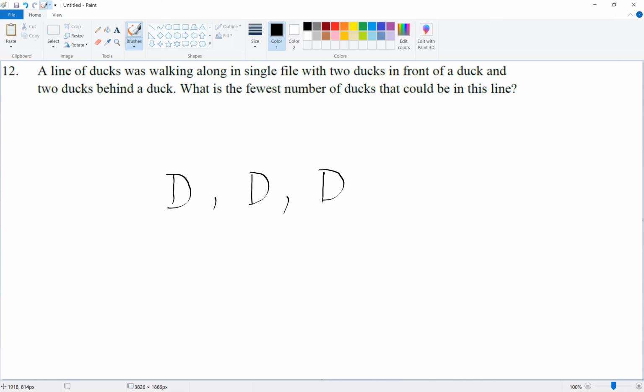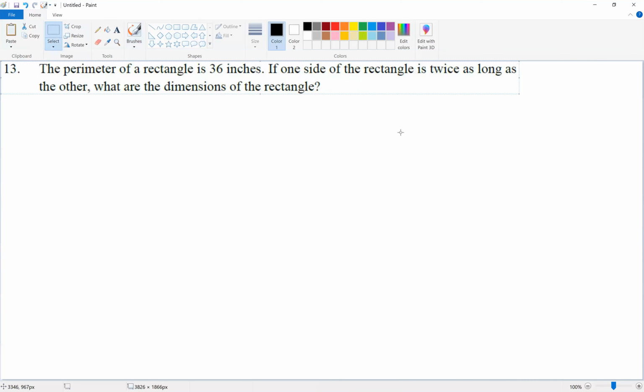Okay. If I have 3 ducks, do I have 2 ducks in front of a duck? No, these 2 ducks are not in front of this duck. Well, yeah, it's in front of that one. And are there 2 ducks behind a duck? Yes. You're done. I was thinking about the middle one also needing to have 2 ducks in front and behind. As long as there is 1, that's all it's asking for.